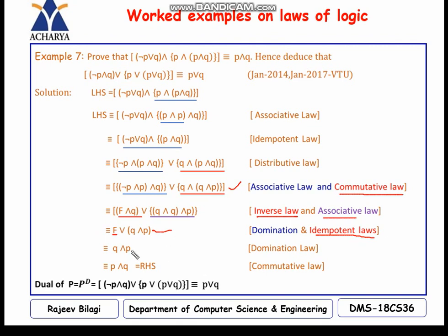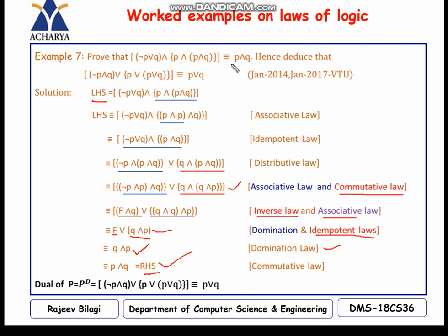Now if you look at this domination law, what is that? F or P is again P. So here I can write this as F or this entire thing, so that is Q and P. I can write it as this particular statement, which is the domination law. Okay, so now I got Q and P. I can apply the commutative law on this, so I am going to get P and Q, which is my RHS. I started with this LHS and arrived at the RHS.